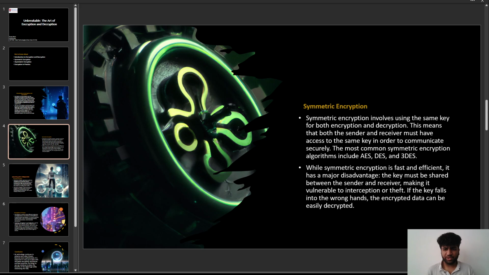While symmetric encryption is fast and efficient, it has a major disadvantage. The key must be shared between the sender and receiver, making it vulnerable to interception or theft. If the key falls into the wrong hands, the encrypted data can be easily decrypted.